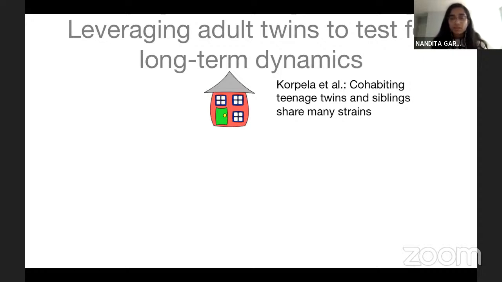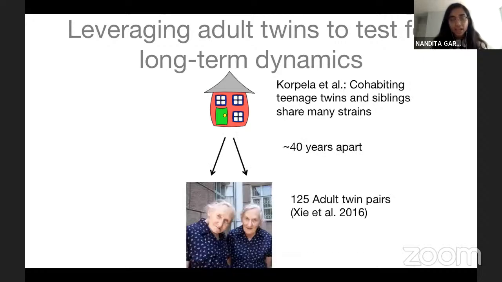dynamics. So a paper by Corpella et al. showed that cohabiting teenage twins and siblings share many strains. And it turned out that there was a nice data set by Shi et al. in which there were 125 adult twin pairs that grew up in the same household, after age 20 or so, moved out, and then lived apart for 40 years. And we asked whether the adult twins shared the same strains. If so, then we could see evidence for potentially long-term evolution. But if not, it suggests that everything gets replaced over time.